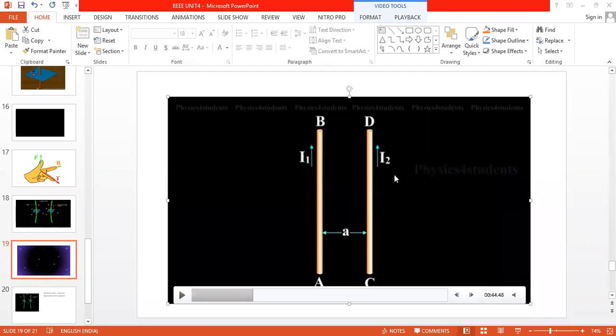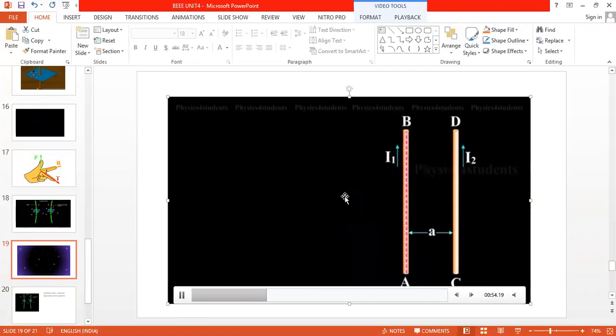Current I1 is flowing through AB and I2 is flowing through CD. So when current flows, what will happen? Anyone tell me? Now the current is flowing. All the students, now listen in a simple manner. Let us consider two conductors. Current is flowing through the conductor AB. It creates magnetic energy. Now that magnetic energy is also called magnetic field density or magnetic flux density. Now the second conductor will be experiencing that magnetic energy.